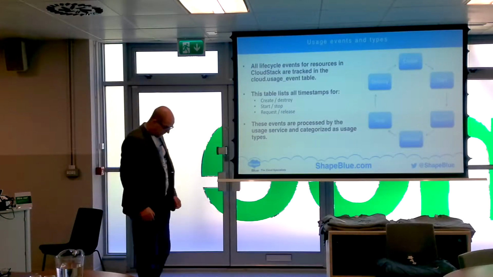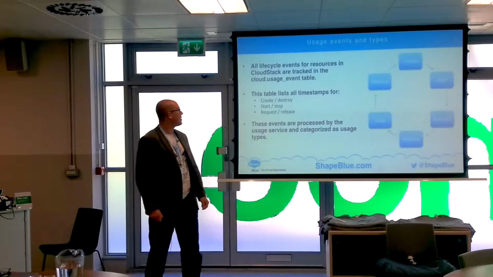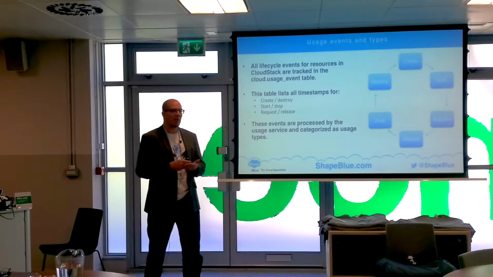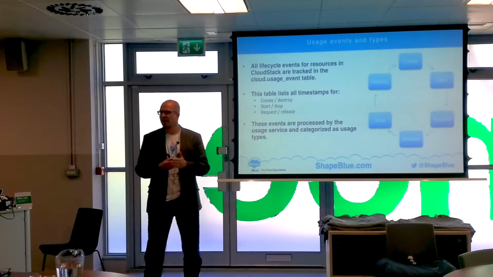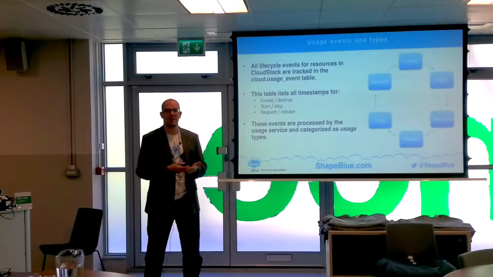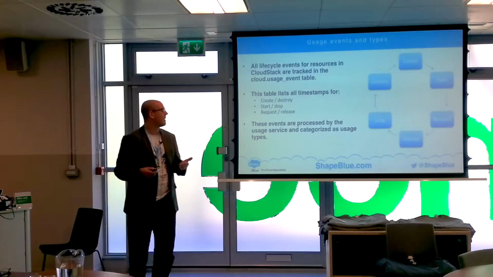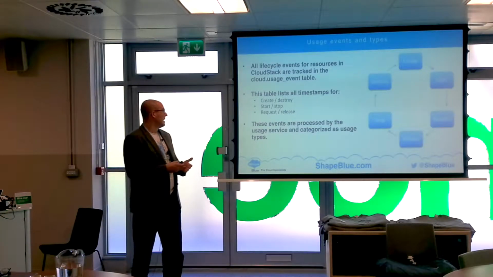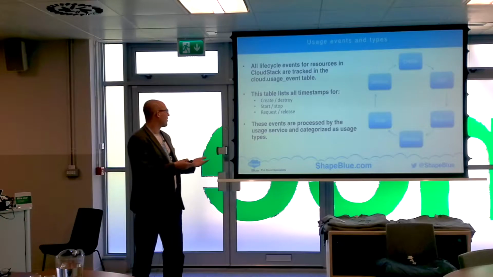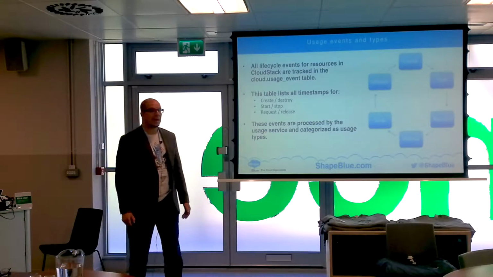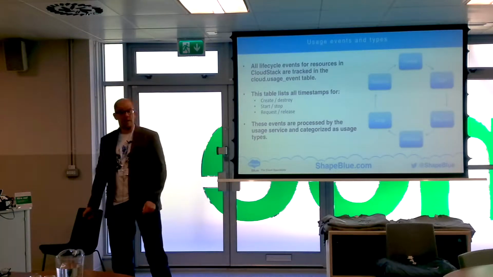So, how does this all hang together? First of all, everything that we do in CloudStack generally has event pairs. When you start a VM or when you build a VM, that's it created. When you destroy it, that's the end of that VM's life cycle. Apart from that, you have lots of pairs like this. You have start stops, you have request releases, and generally these go in a circle depending on what resource you're utilizing at any point in time.